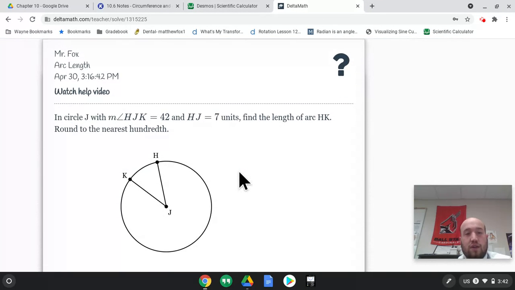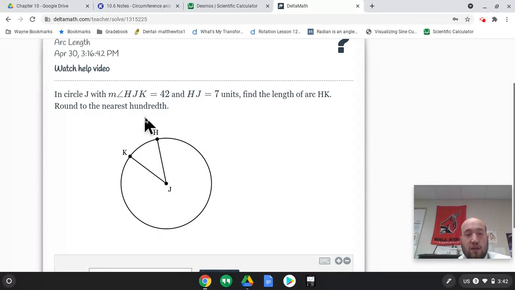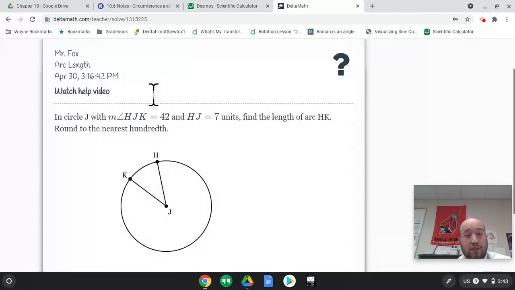Now, take a look here. There are going to be some problems asking for the arc length. They're worded very similarly, just a little bit different. So if I show this question, it says, in circle J, so here's our circle, the measure of HJK equals 42. That's saying this angle, HJK, is 42 degrees. And it says HJ is 7 units. Keep in mind that 7, that's your radius. Okay? Because it's circle J, meaning J is in the center. Find the length of HK, so that's this arc, around to the nearest hundredth. So that would be 2 decimal places.